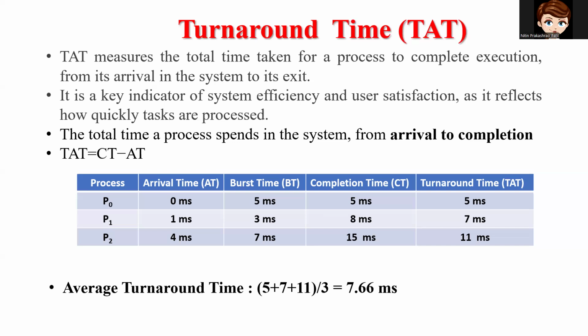Now, using this turnaround time computed separately for each process, one can compute the average turnaround time by taking the sum of the turnaround times of the processes divided by the number of processes. So in this case, 5 plus 7 plus 11 divided by 3 would be 7.66 milliseconds, or whatever the time units are that are considered there.